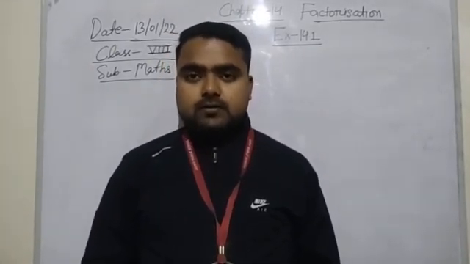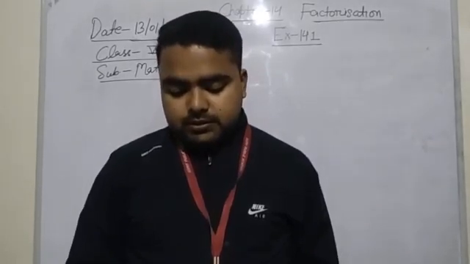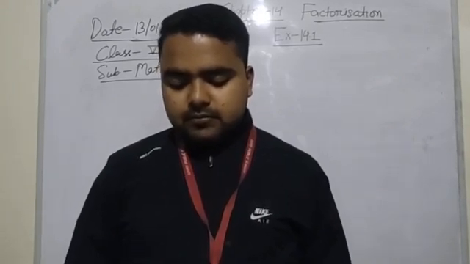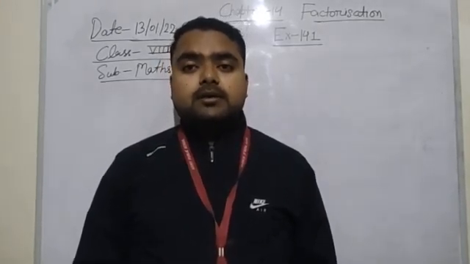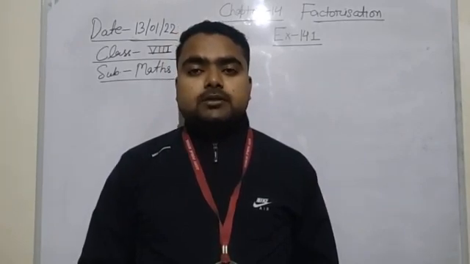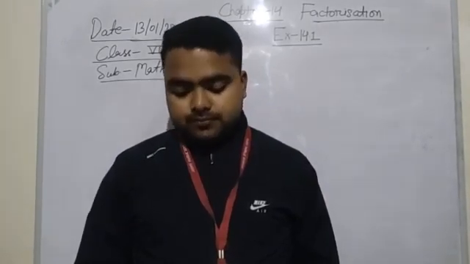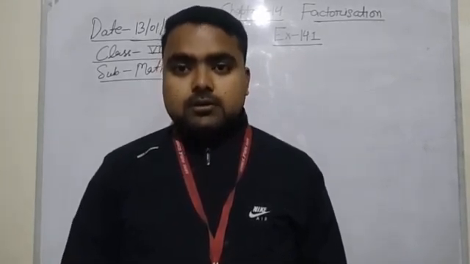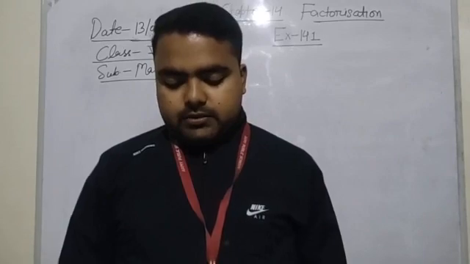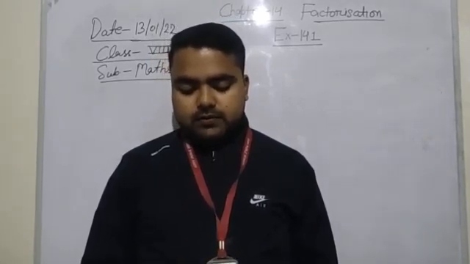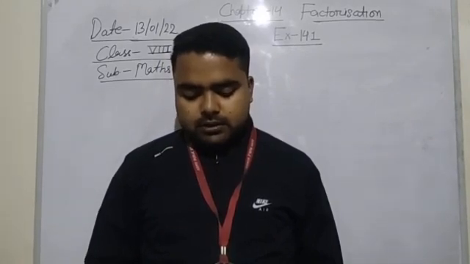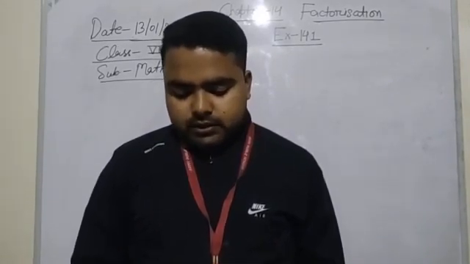And in fifth part, 6abc, 24ab square, 12a square b. So here we have three terms. So the common number is 6, and the common literal or variable is ab. So 6ab is the common. And sixth part, 16x cube, minus 14x square, minus 4x square, 32x. So the common number is 4x.